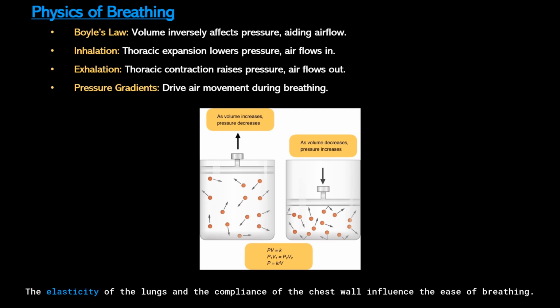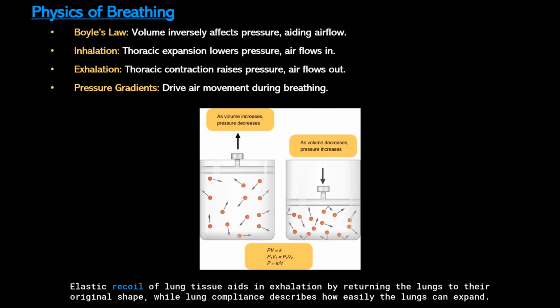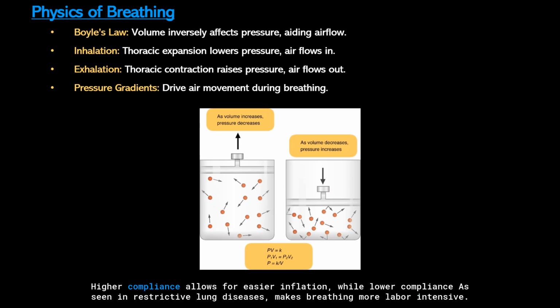The elasticity of the lungs and the compliance of the chest wall influence the ease of breathing. Elastic recoil of lung tissue aids in exhalation by returning the lungs to their original shape, while lung compliance describes how easily the lungs can expand. Higher compliance allows for easier inflation, while lower compliance, as seen in restrictive lung diseases, makes breathing more labor-intensive.